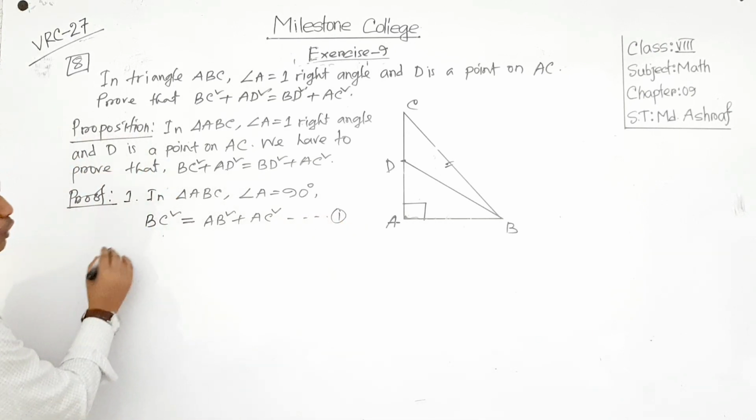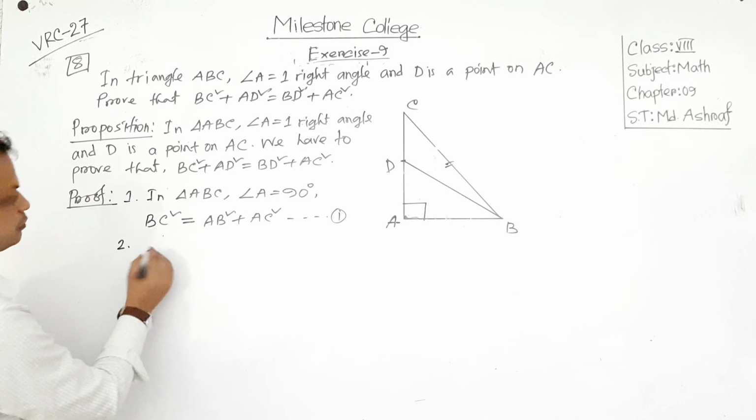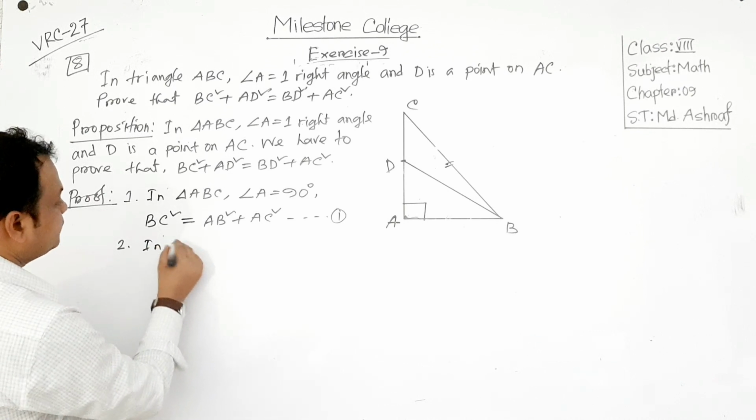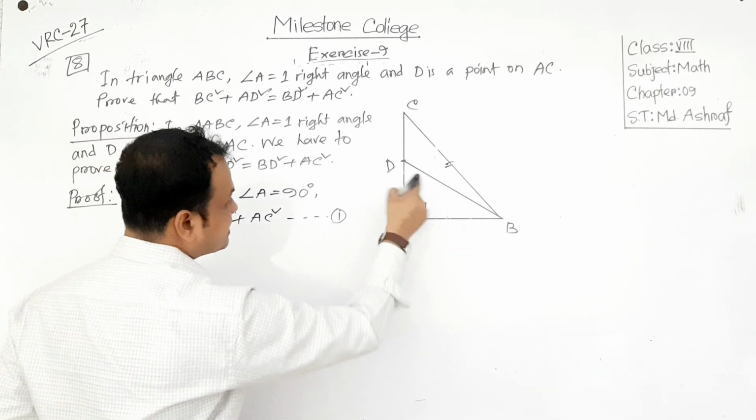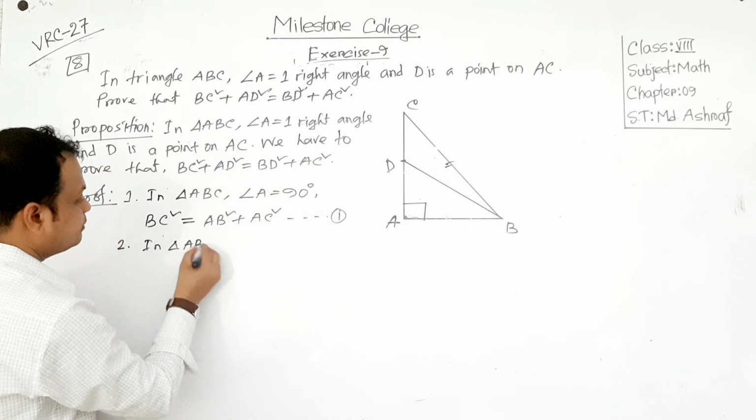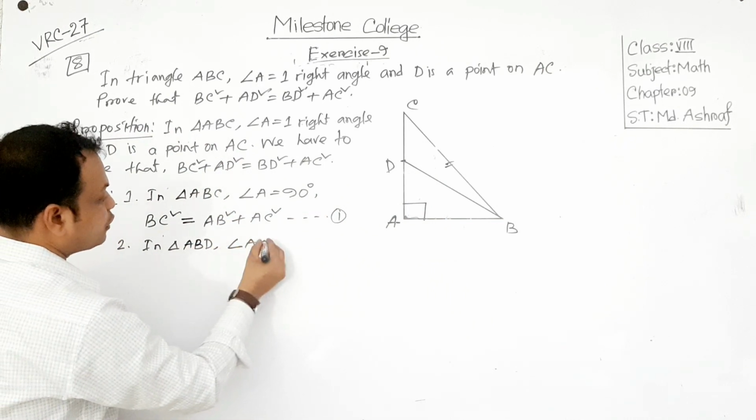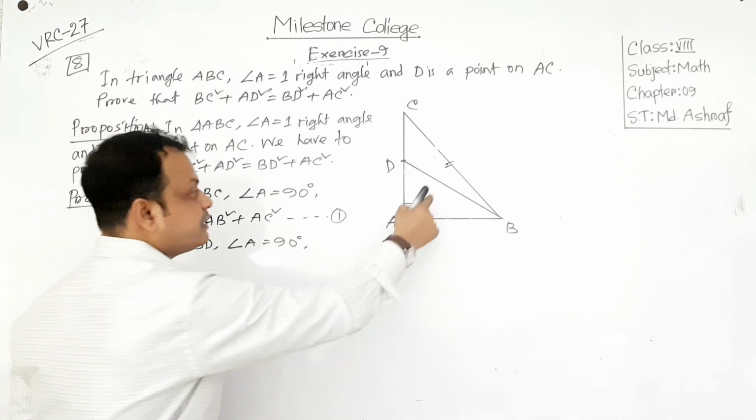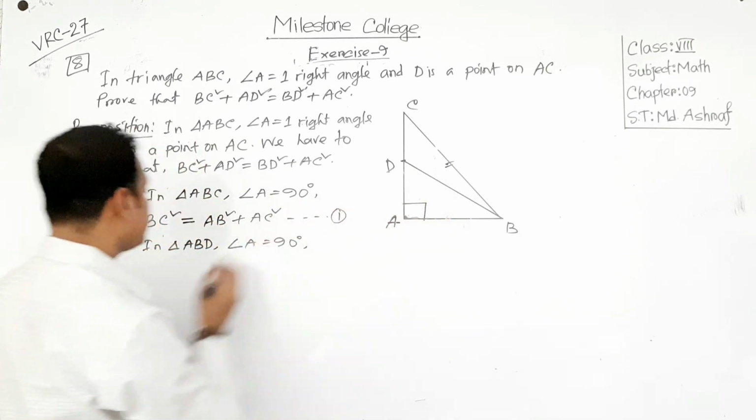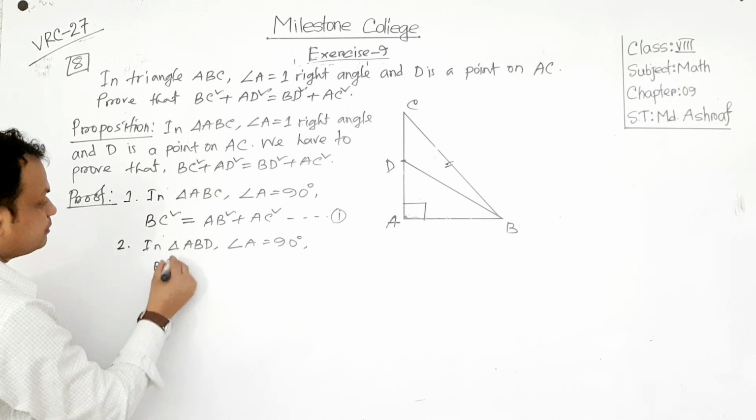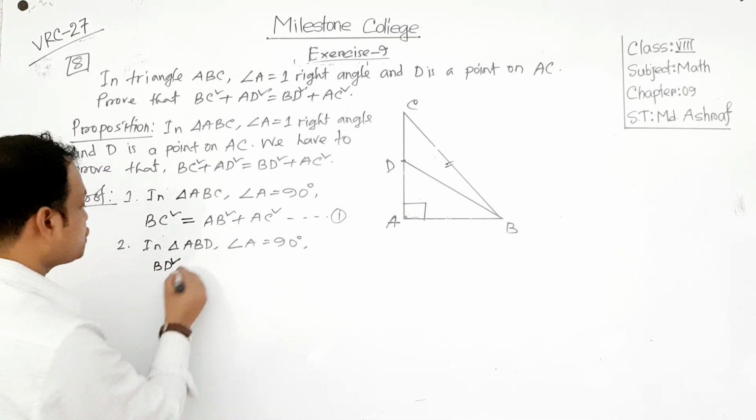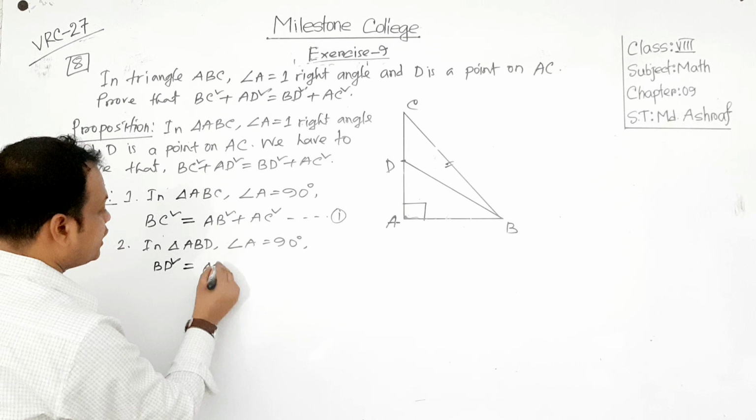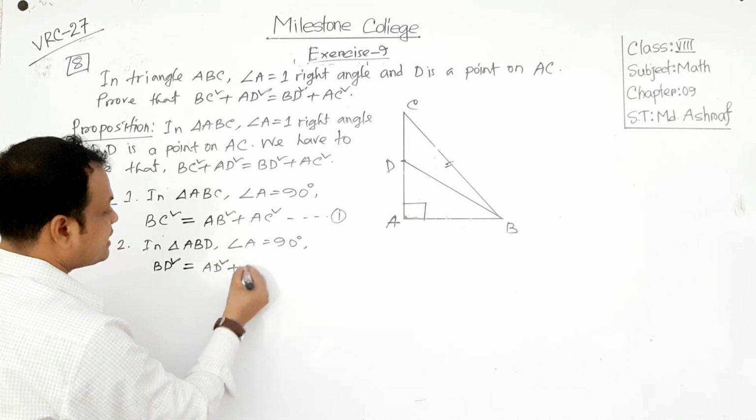Then 2 number point. In triangle ABD, it's another triangle, here angle A equals 90 degrees. So applying Pythagoras theorem, what can we write? BD is the hypotenuse, so we can write BD square equals AD square plus AB square.